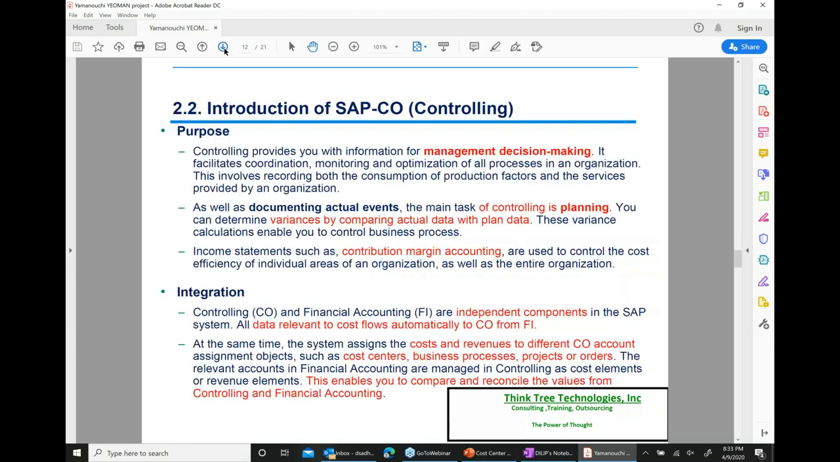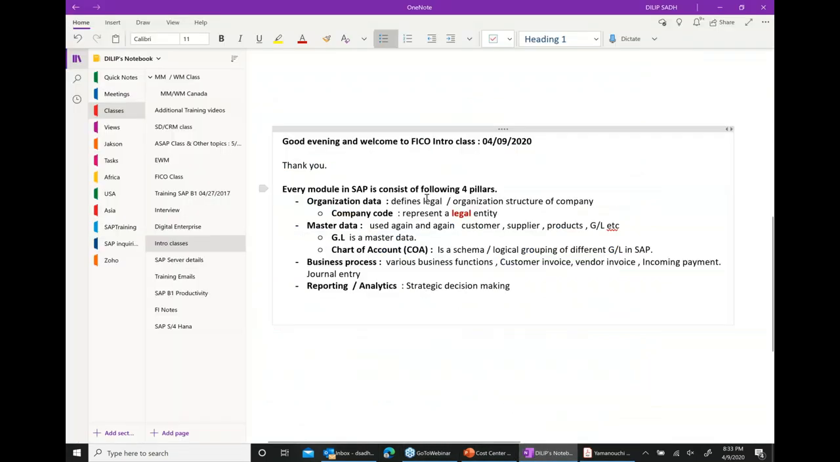Now let's talk about what is there in controlling. So let's recap what we have discussed so far. Just to recap, we talked about every module. It is organization data. Organization data represents the internal and legal structure of the company. In organization data, there are many of them, but the most important from the finance perspective is company code. Other examples of organization data could be plants, stores, warehouses, distribution centers, etc.